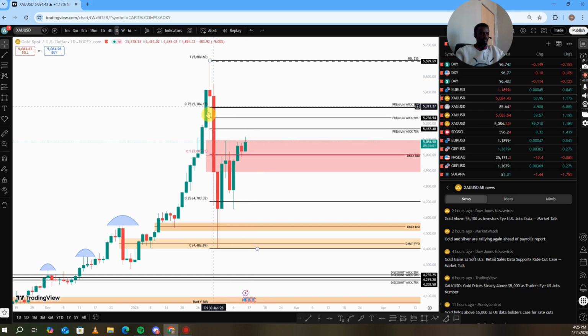So if and when we trade through all this aggressively, then I will have no doubt in expecting that this high will also be popped and we'll see gold creating a new all-time high.